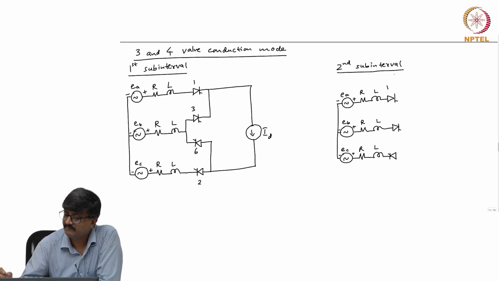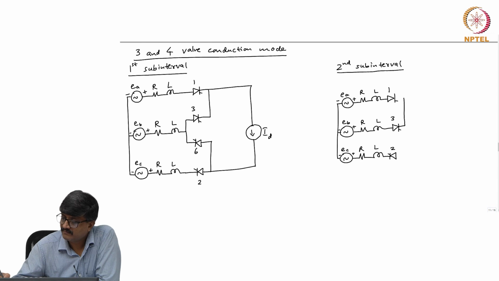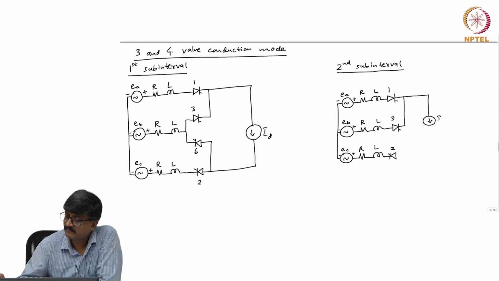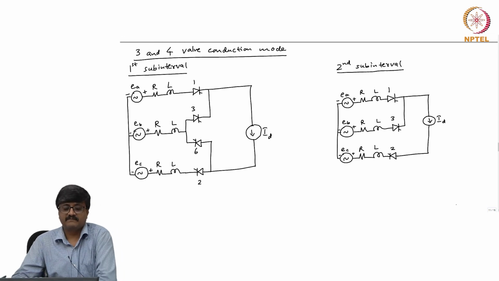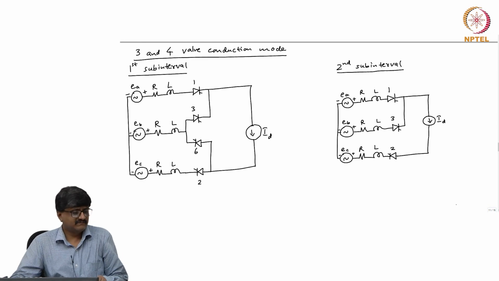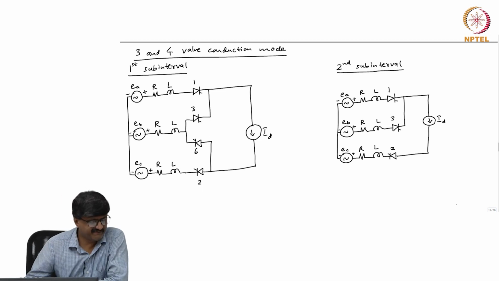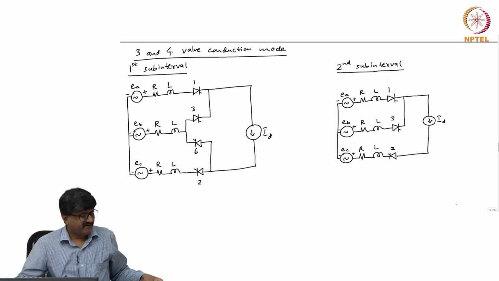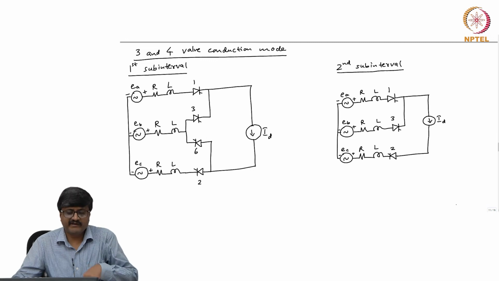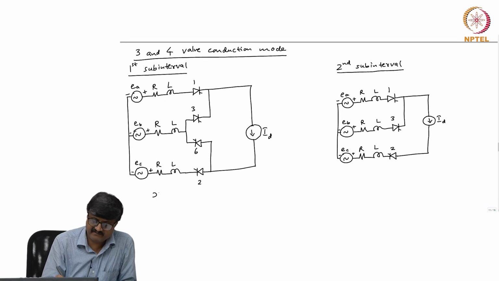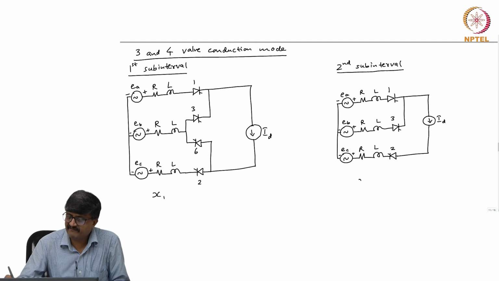This is valve 1, this is valve 3 and this is valve 2. So, we have the equivalent circuit for both the subintervals. So, can we say what is the state vector x 1, what is the state vector x 2?